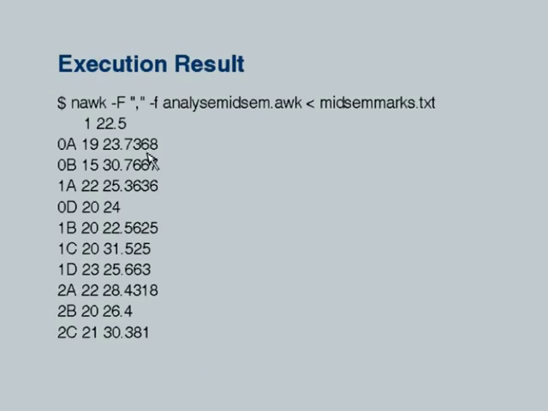All that the awk program does is read every record and it cleanly produces this output. These lines are decipherable. 0A is batch 0A, 0B. This is the average 23.736, at 30.76, 1A has 25.36. We suddenly notice after 1A, 0D has come. This is not in sorted order. Actually, I can pipe the whole thing, those of you who know the Unix pipe, to a sort command in Unix and get it sorted.